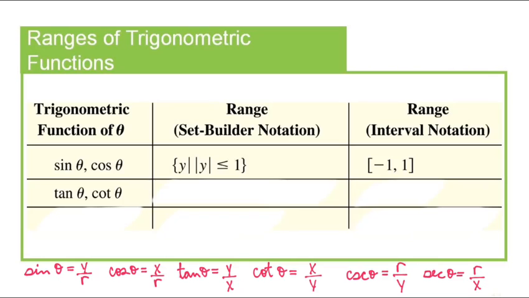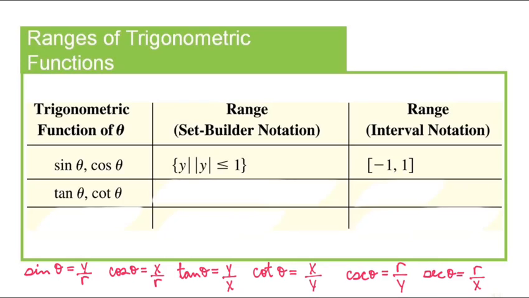Now let's look at tangent and cotangent, and we have them here. Now we knew on the right triangle that r had to be the biggest side, but there's no rule about how y and x have to be. So y can be bigger than x, x can be bigger than y. The ratio can be anything that we want. And so there's absolutely no limitation on the size of y over x or the size of x over y.